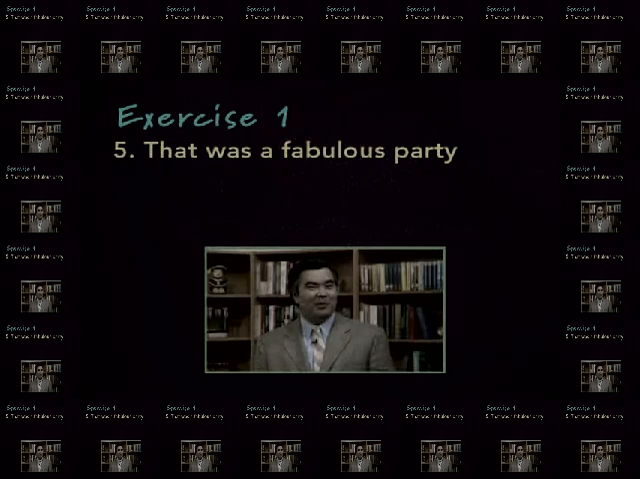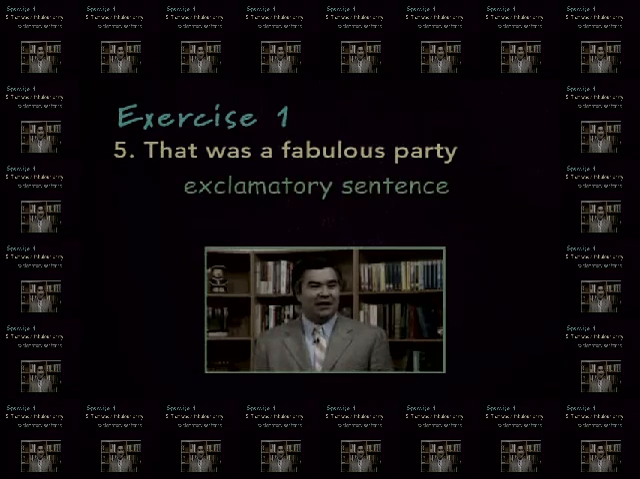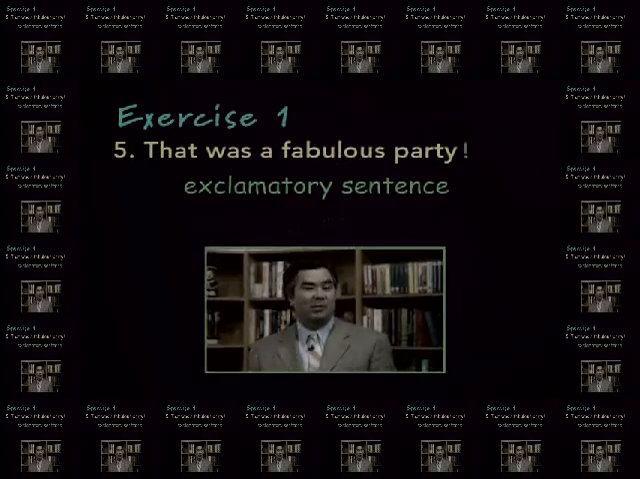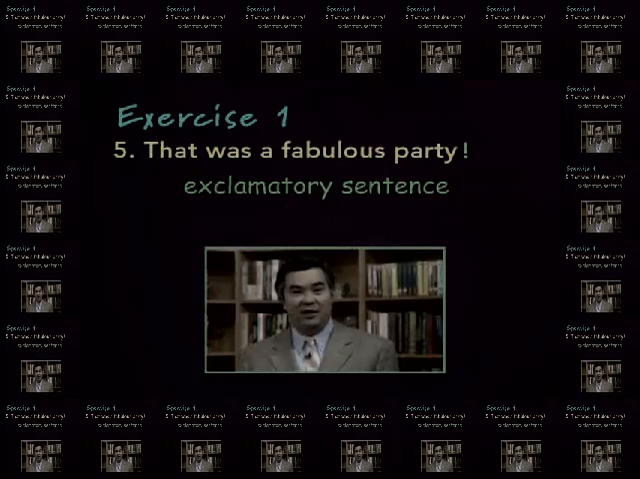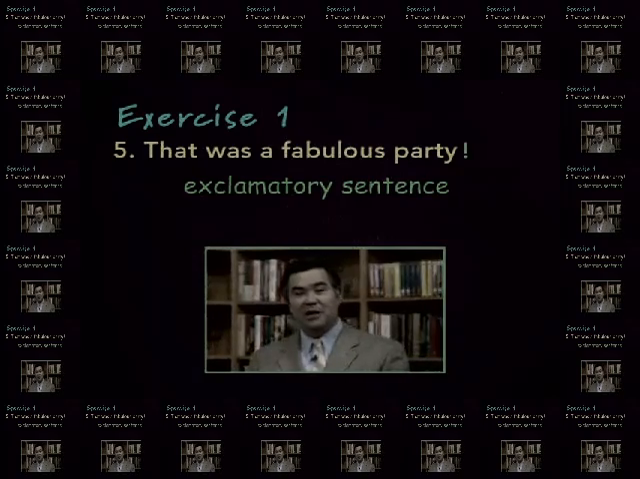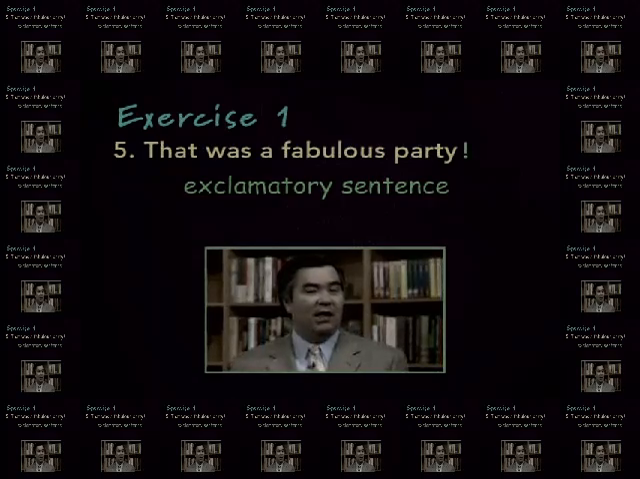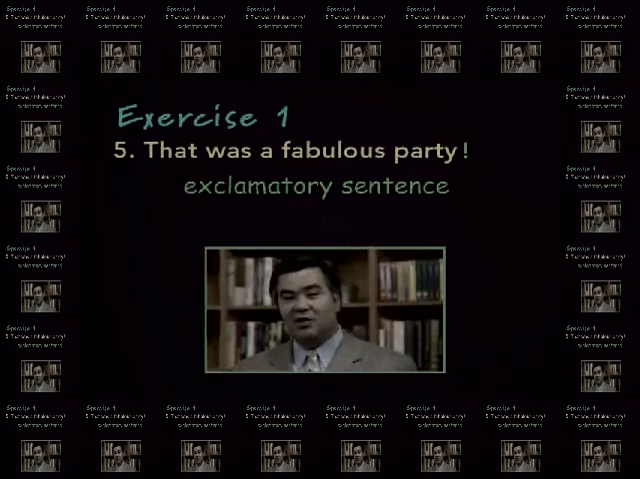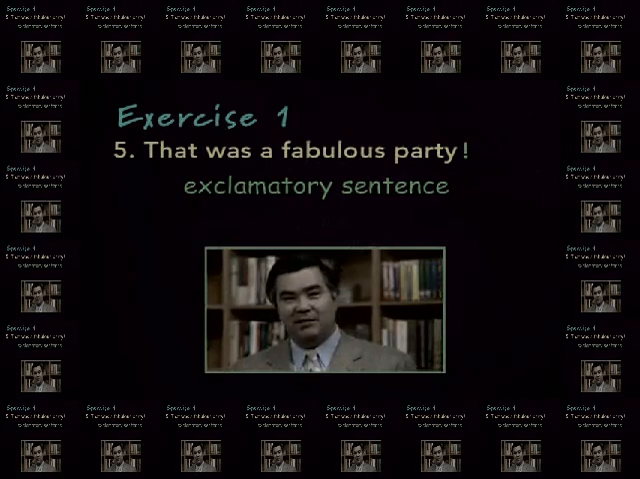That was a fabulous party! Here is a sentence that expresses strong emotion. This is an exclamatory sentence. It ought to be marked with an exclamation point, which indicates that it's a sentence expressing strong feelings. The person who wrote or speaks this sentence is talking about how much they enjoyed the party and is expressing that with a lot of feeling. That's what makes this an exclamatory sentence and means that it should end with an exclamation point.